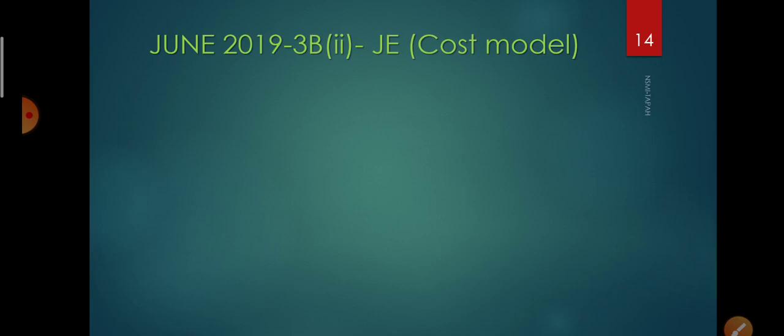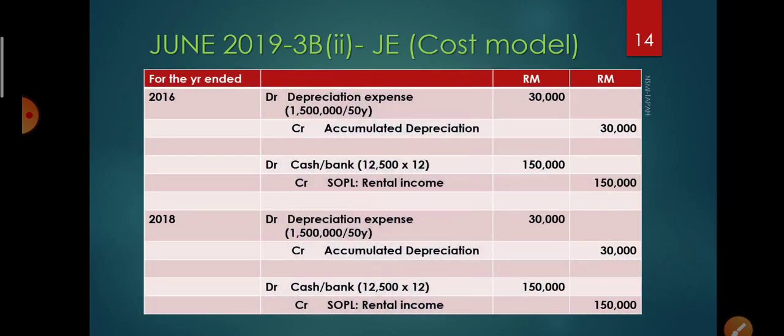Right, journal entries for the cost model, since your building is carried using the cost model. So the journal entries involved is debit depreciation expense, credit accumulated depreciation. This is for the year ended 2016. All right. So 1.5 million, the cost of the building divided by the useful life of 50 years, so 30,000.